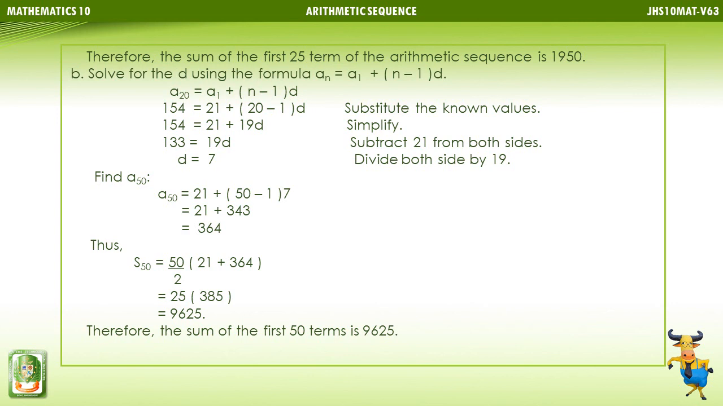Find A sub 50. A sub 50 equals 21 plus 50 minus 1 times 7 equals 21 plus 343 equals 364. Thus, S sub 50 equals 50 halves times 21 plus 364 equals 25 times 385 equals 9,625. Therefore, the sum of the first 50 terms is 9,625.